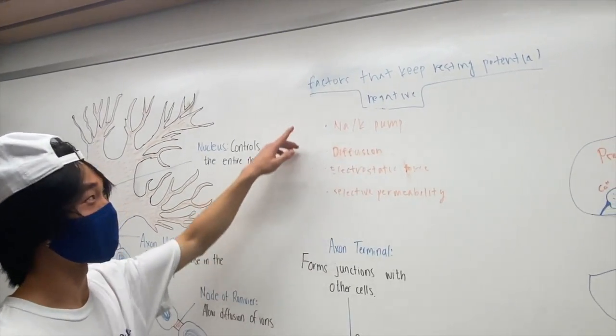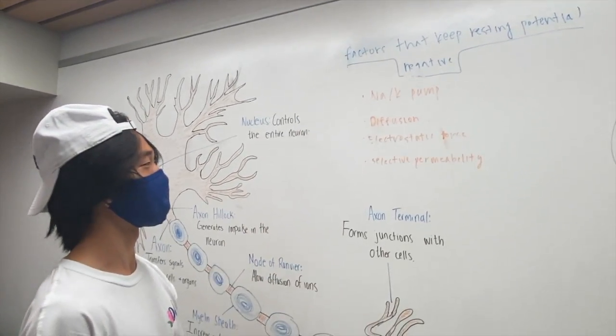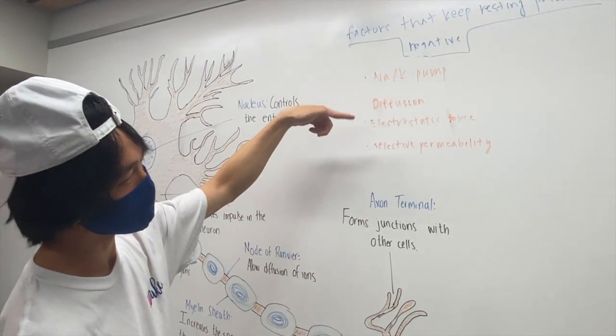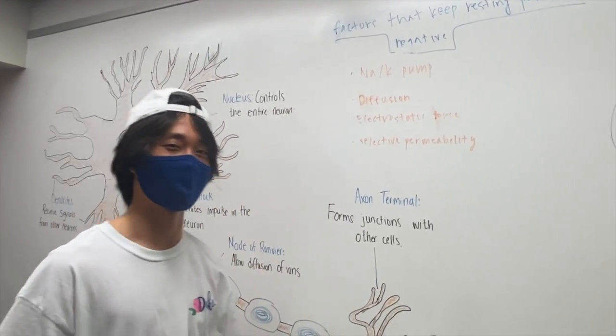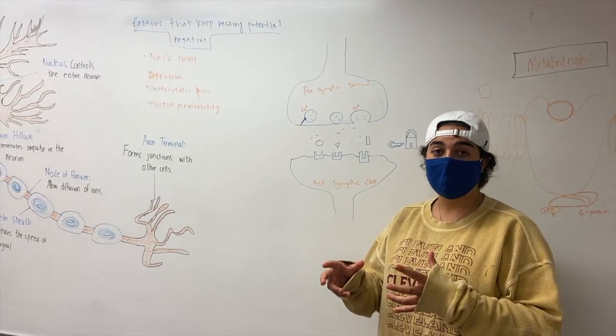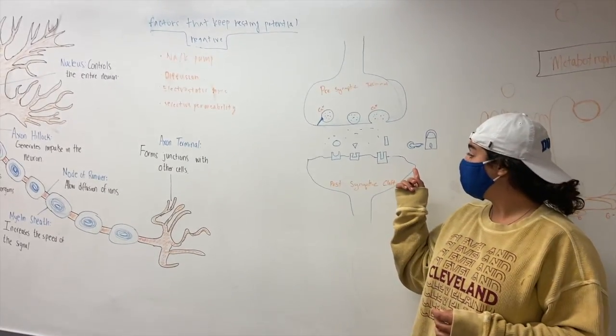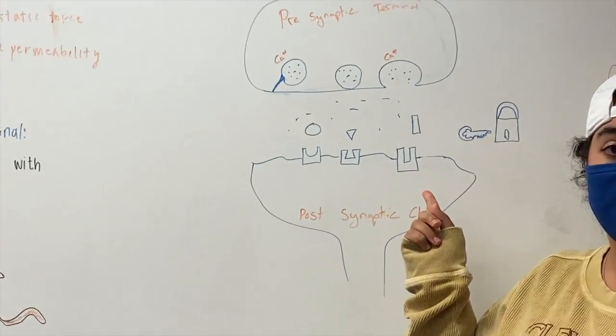These are the factors that keep resting potential negative. We have the Na/K plus pump, and then diffusion, electrostatic force, and selective permeability. A line in the song said it's all about lock and key, and that's talking about the neurotransmitters which bind in a lock and key formation.